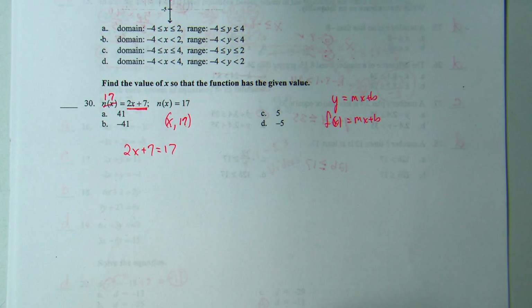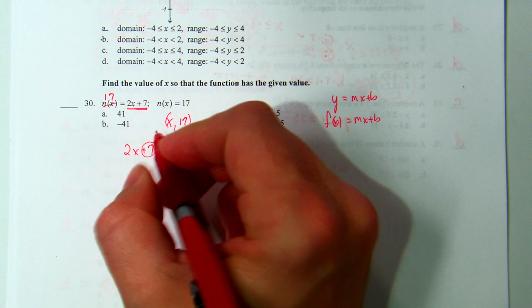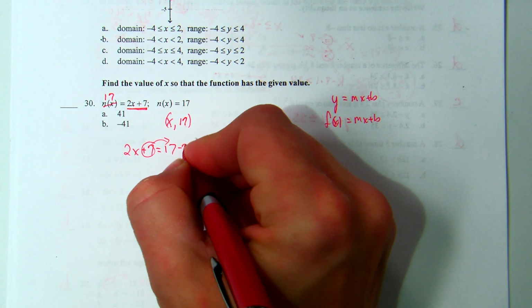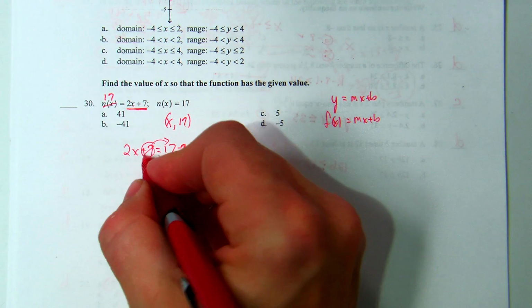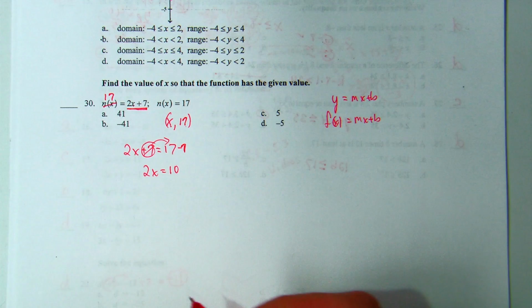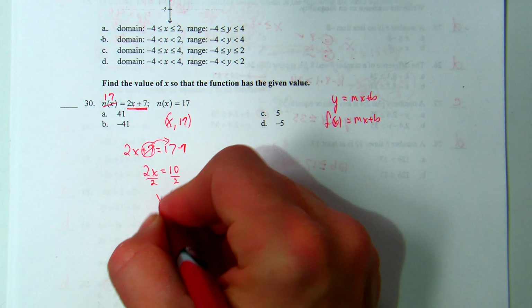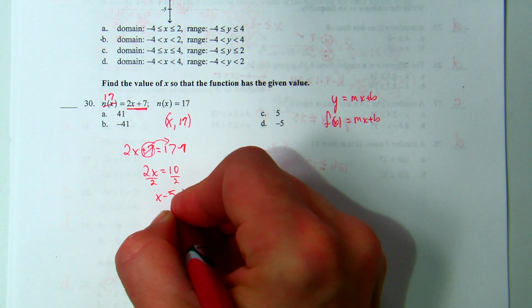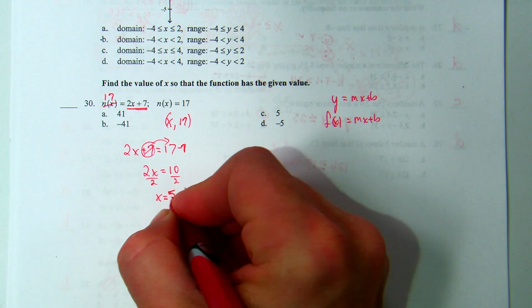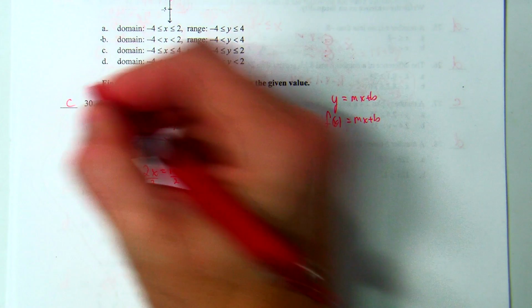2x plus 7 is supposed to equal 17. What is the x value? We're going to solve for x. We're going to move the 7 to the other side, so we're going to subtract it from both sides. 2x is going to equal 10 when we subtract 7 from 17. We'll divide by 2 on both sides, and x is going to equal a positive 5, when we divide 10 by 2. So the answer to 30 is C.